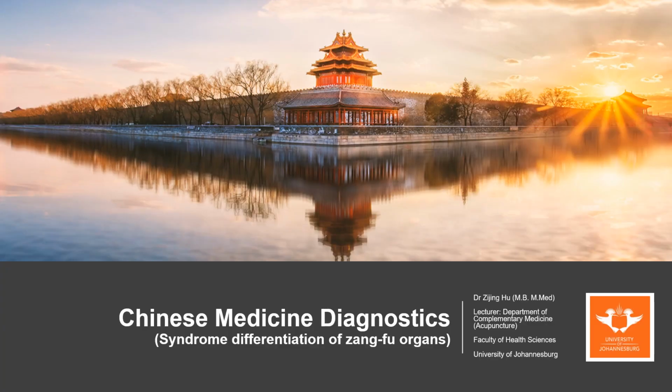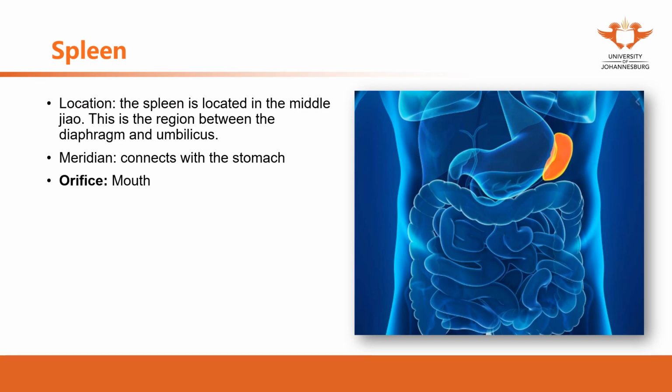Good day, class. In this video, we are going to continue the discussion on central differentiation of Zang organs. The spleen. Similar to the other session, at the beginning of each discussion, we are going to revise the function of the organs. So the spleen sits in the middle jiao. The orifice is the mouth. So the disorder of the spleen sometimes will reflect in the mouth.